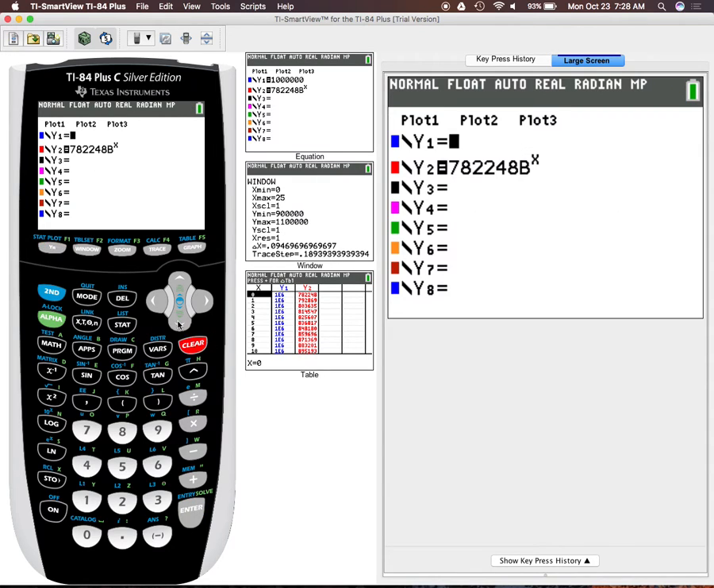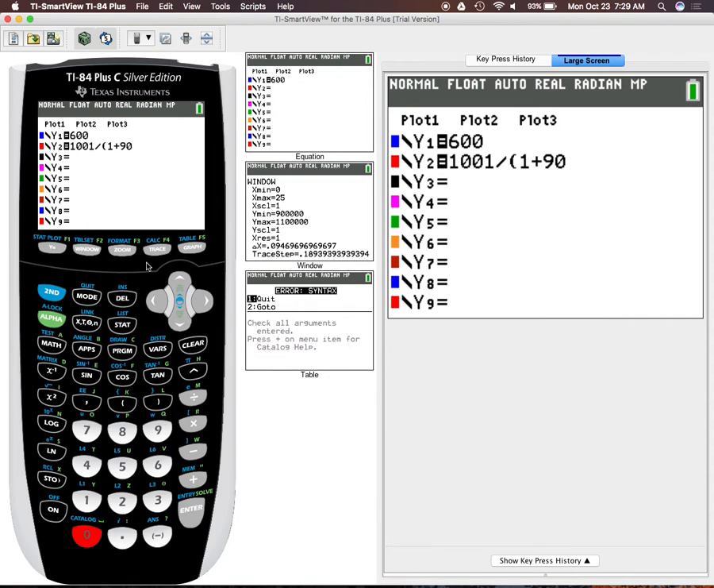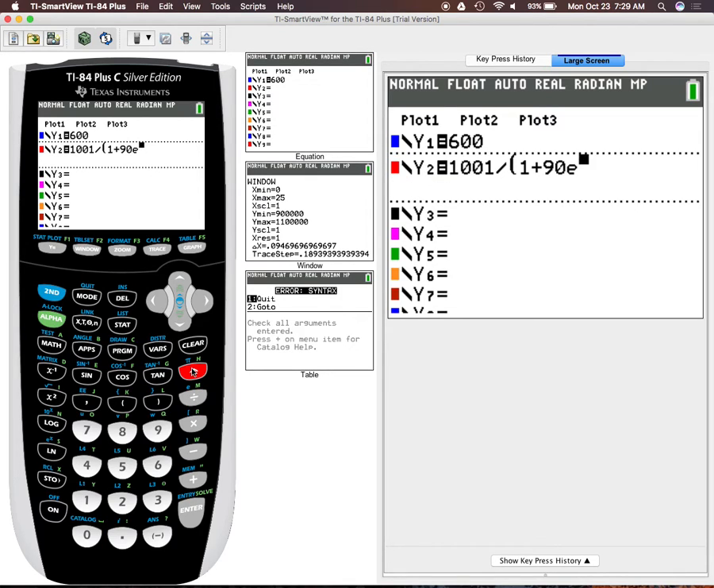I'll clear out those values and put in what I'm looking for, 600. In this equation I have 1001 divided by, and you have to be really careful here: I need to make sure I have parentheses around the rest of this. So I'm going to do 1 plus 90 times e, which is either right here over the division or over this ln. It doesn't really matter which one you use. This was a negative 0.2x.